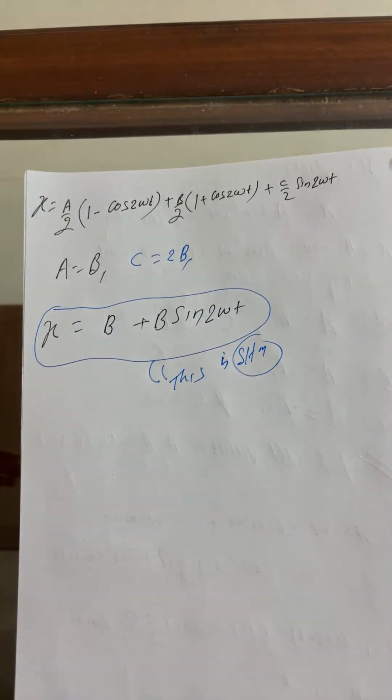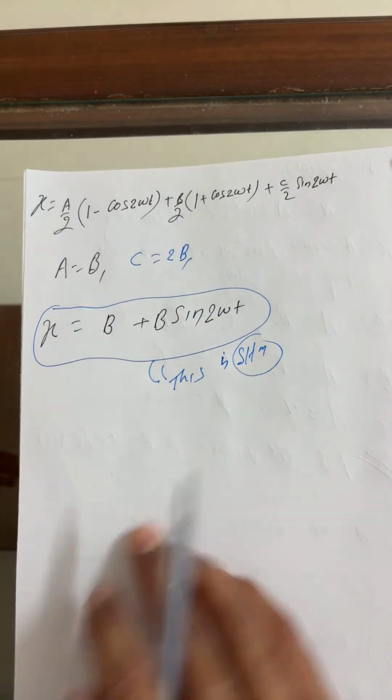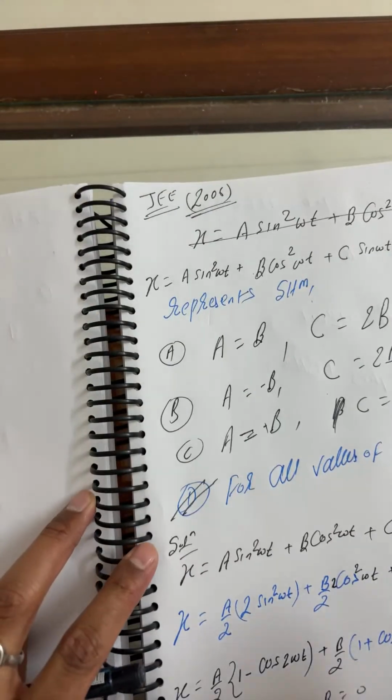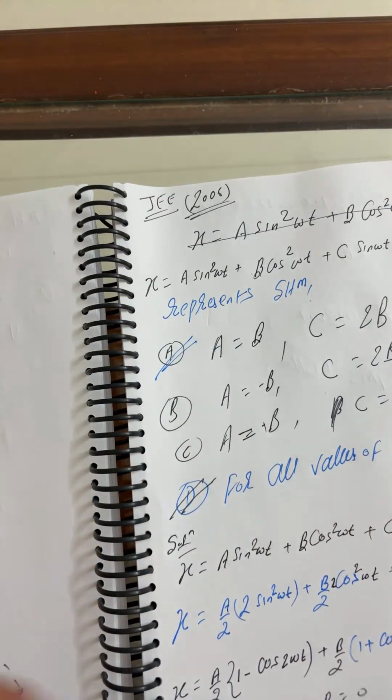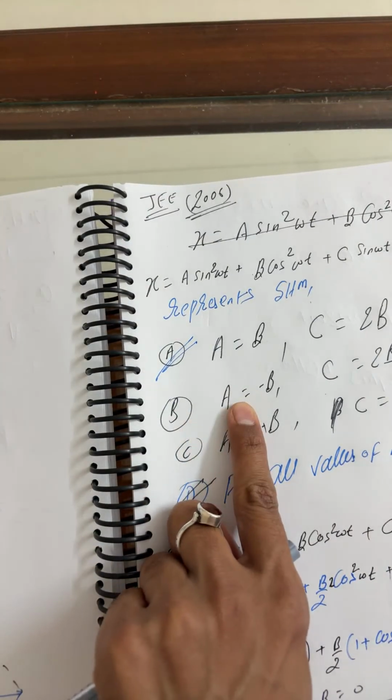God bless you for your reaction. So you can say here, option A is also correct. Very good. Very easy question. Option D is also correct here. Option C is also correct. Now I'm going to take here A is equal to minus B and C is equal to 2B.